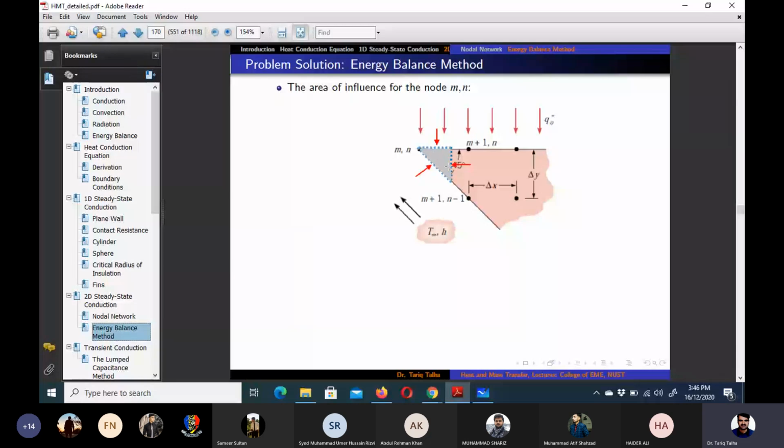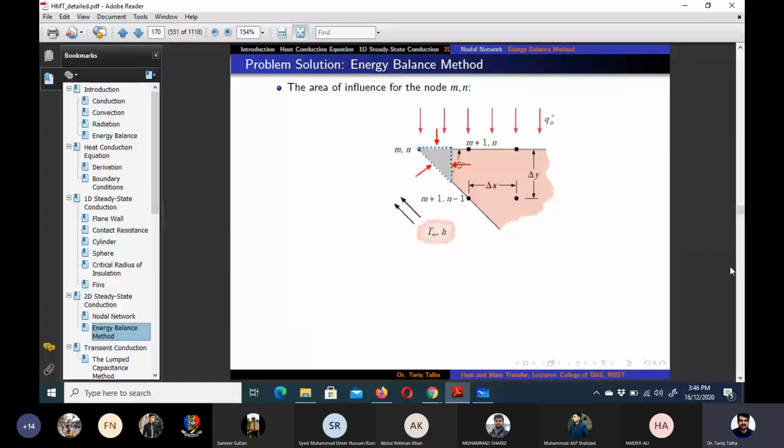So this is the midpoint between Mn and M plus 1n, and then on the diagonal surface this is the midpoint. It is kind of approximate. So now we have got three heat transfer processes occurring for the node Mn, the area of influence of the node Mn. One is the conduction through M plus 1 N. The second one is the convection which is happening in this perpendicular direction, and then the heat flux which is coming from the top.